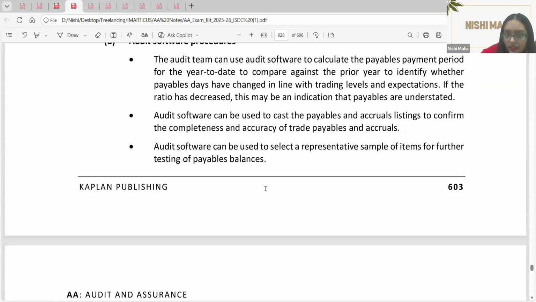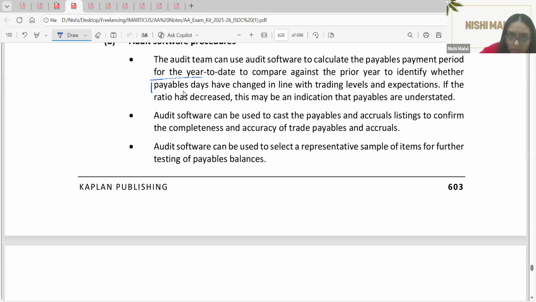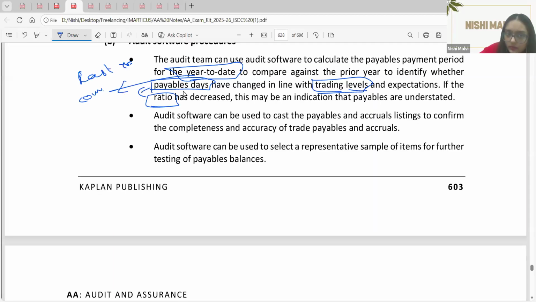Payables understated, identify payable days. I missed out on this. We missed out on this. Payable days you need to calculate. You can also check the trading levels that are included. Ratios, right? Year to date comparison. Okay. Trade payables and accruals listing, check for that.